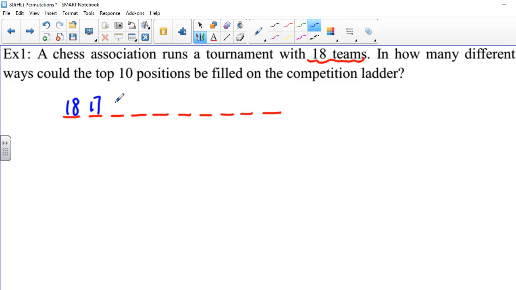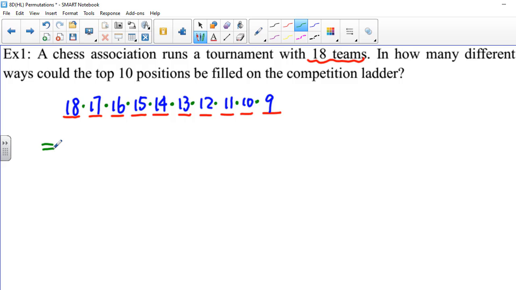The same idea can be applied in step 3. 16 ways to fill up the third place, 15 ways for the fourth place, 14 ways, then 13, then 12, then 11, then 10, then 9. Since we finish the task in steps until all 10 teams are found for the top 10 positions, we multiply the numbers of ways in each step. But this is a long multiplication sequence. If you write this sequence out, it looks tedious.